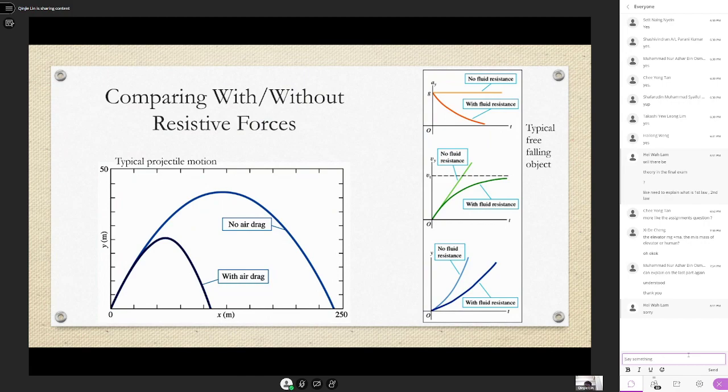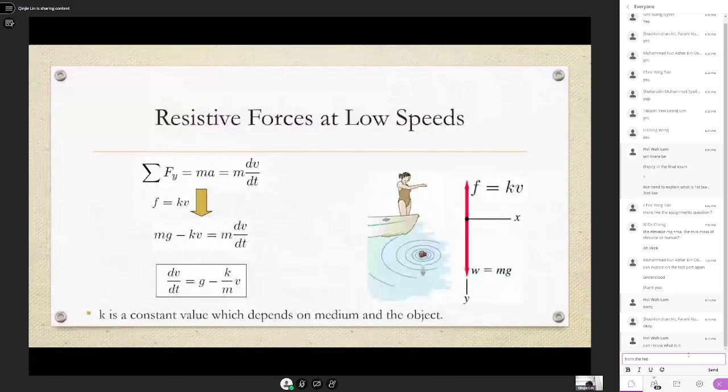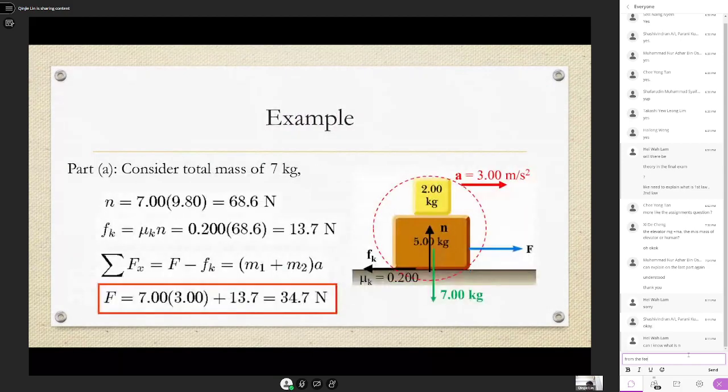Yeah. Hey, can I know what is N? As in which slide? I assume it's this slide, right? What is N? We're talking about this N.